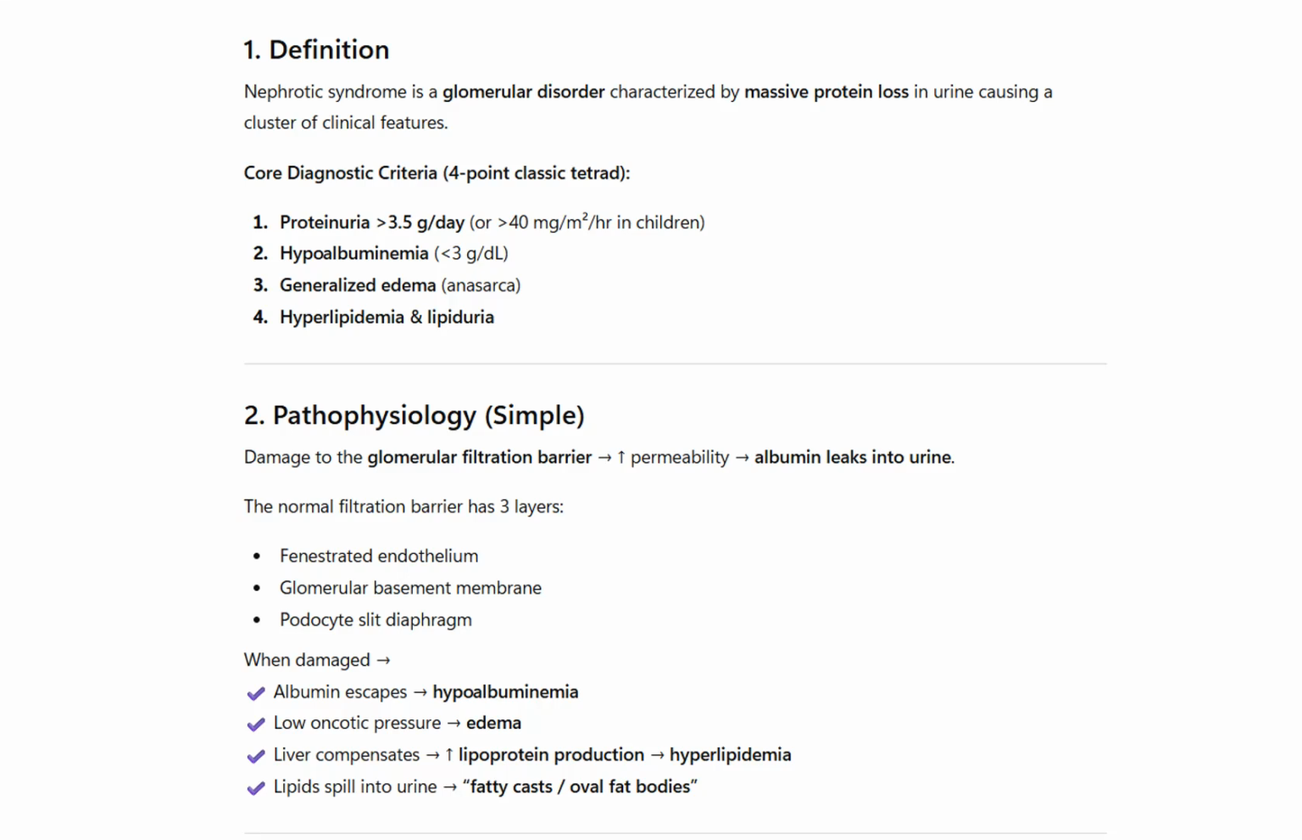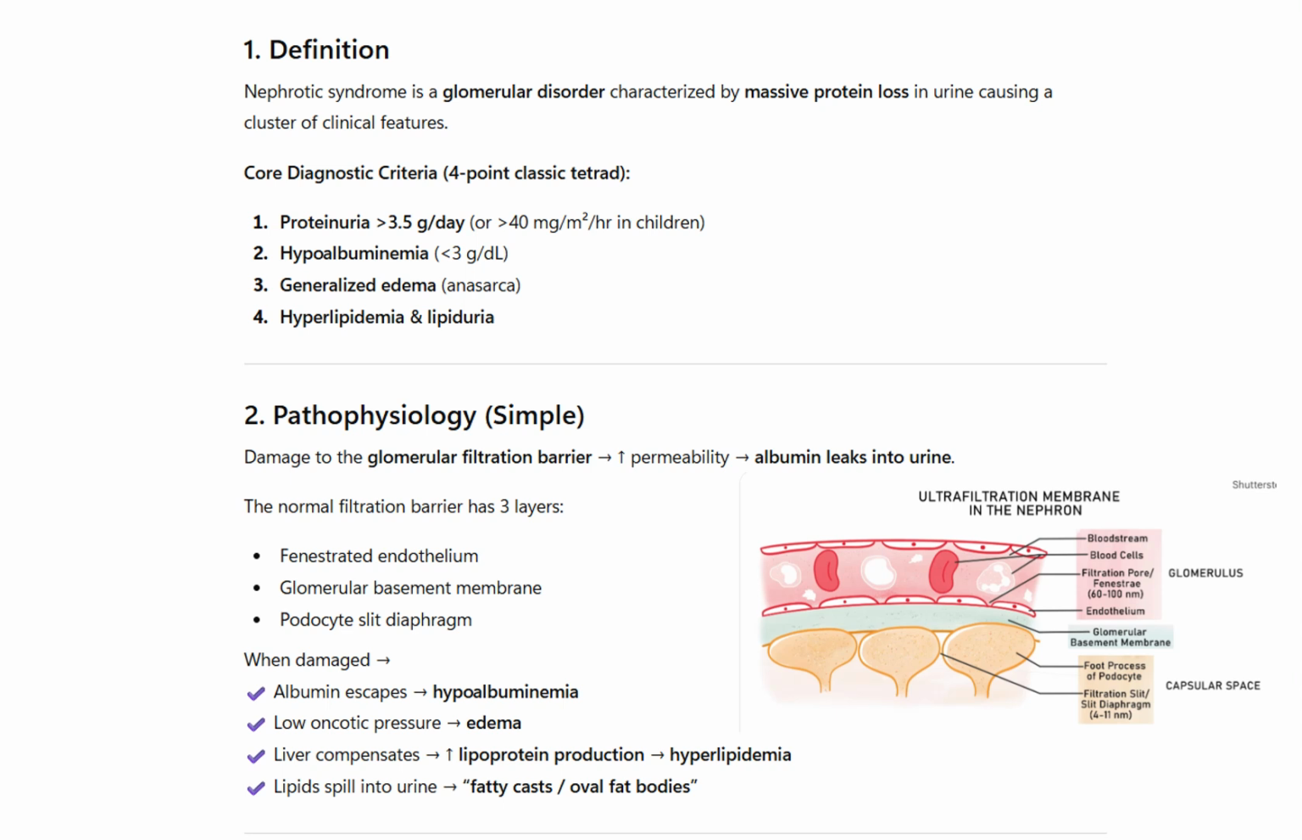Welcome to this lecture on nephrotic syndrome, an important topic in renal physiology and pathology. In this session, we will cover its definition, mechanisms, causes, clinical features, investigations, complications, and treatment in a simple and high-yield way. Nephrotic syndrome is a glomerular disorder, characterized by a classic tetrad of findings.